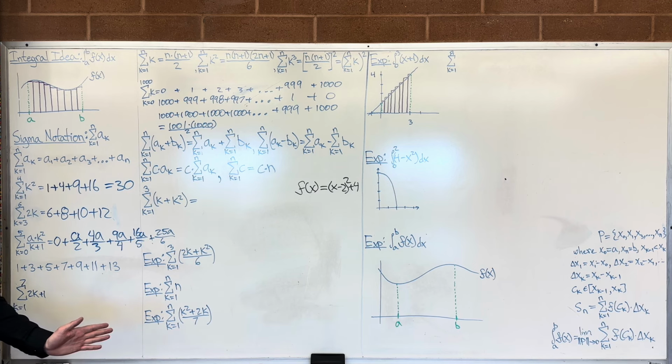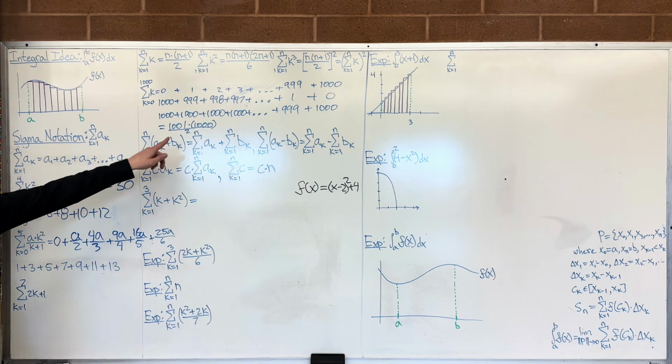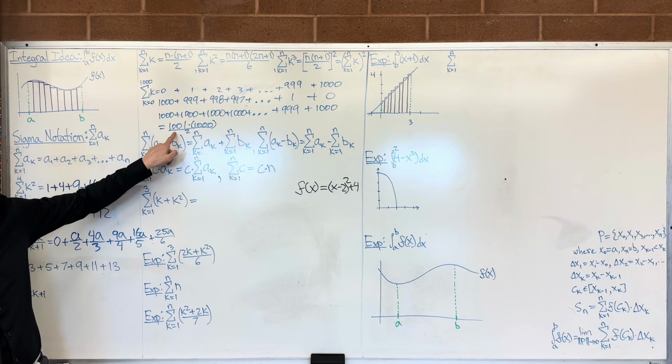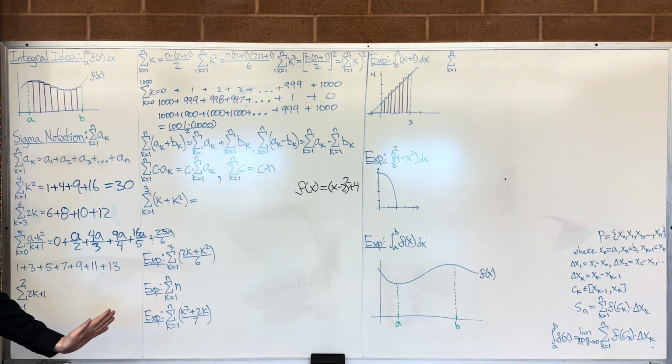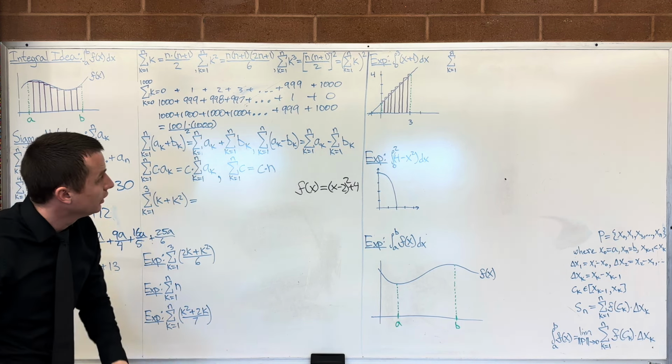500,500. All I'm doing is taking 500 times 1,001, which gives me 500,500. Okay, there we go. Adding up all the numbers from 1 to 1,000.